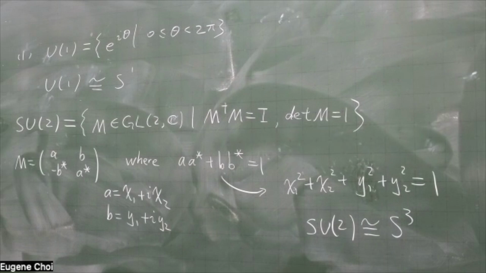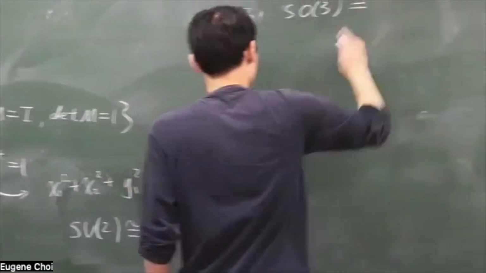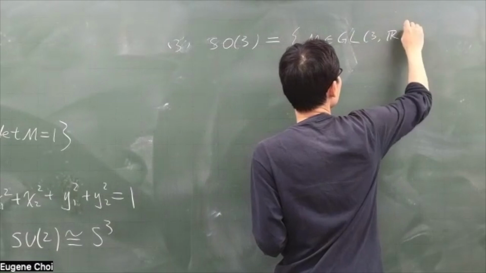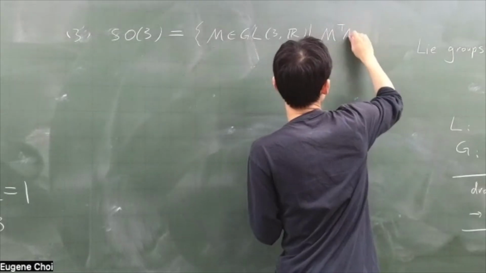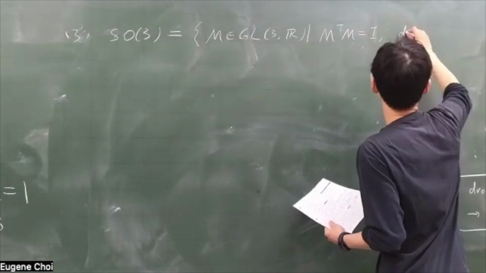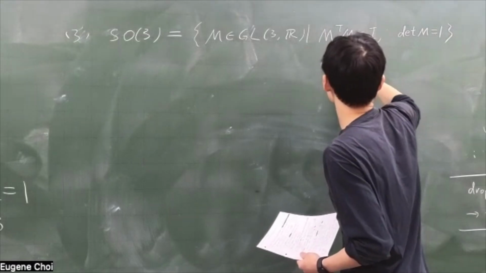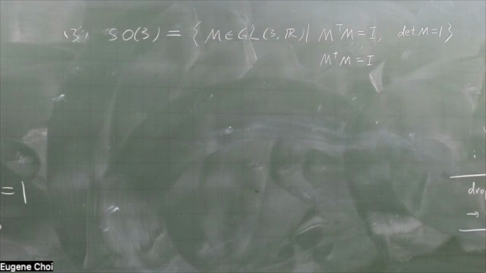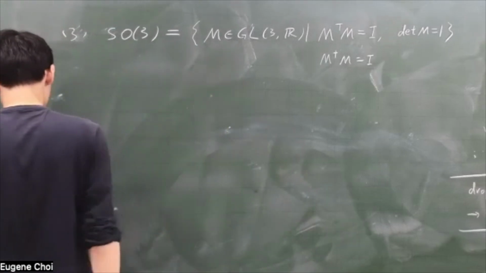So now there's a closely related Lie group, which is called SO3, which are 3 by 3 real matrices satisfying M transpose M equal to 1 and determinant being 1. Of course, because I define it as a real matrix, this is the same as M dagger M being 1. So sometimes I may just write M dagger M being the identity to make the notations look the same, but they're the same thing because I'm dealing with real matrices.